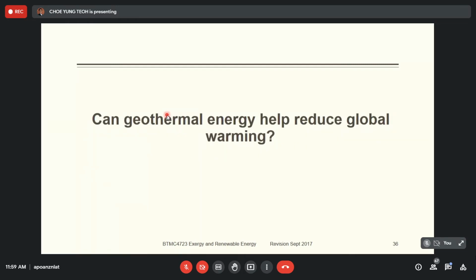Okay. Can geothermal energy help to reduce global warming? I think this definitely yes. Okay, because you reduce the amount of carbon dioxide released to the environment. So of course, it will reduce global warming, rather than using fossil fuels.